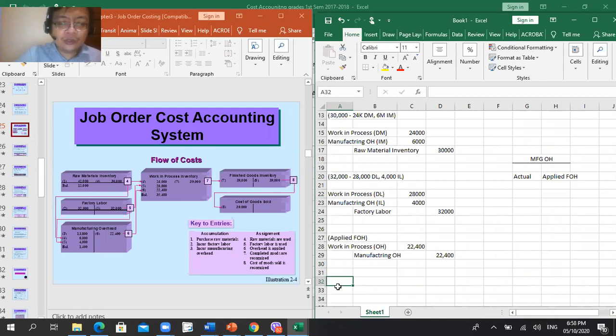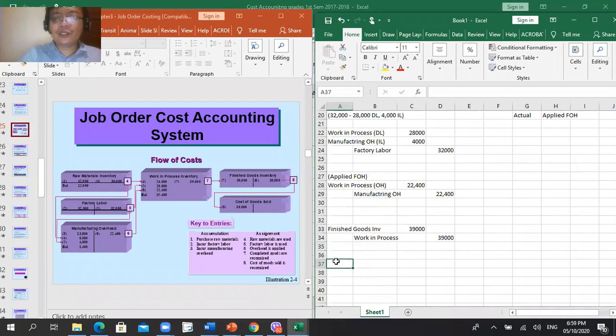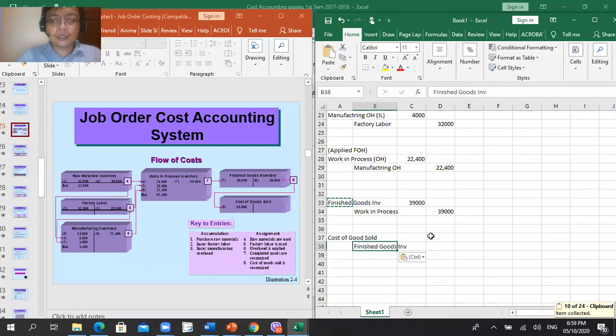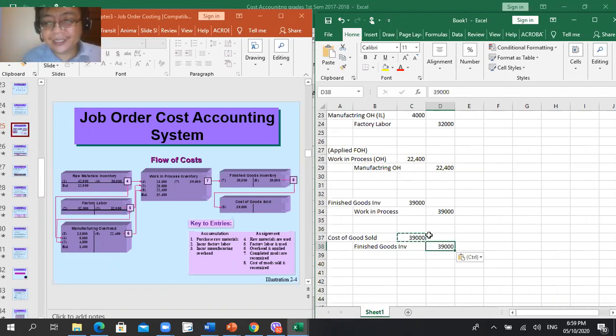What if completed goods are recognized? So what is the entry? This is easy, right? If already finished, it is charged to finished goods inventory. All right. So how much? 39,000, right? And your credit here, work in process, worth 39,000. All right. What if it has been sold? Out of 39, or actually all of it is sold. Of course, it will become part of your cost of goods sold. And you credit your finished goods inventory. I will just copy it. And the cost here is 39,000. All right. Understood?